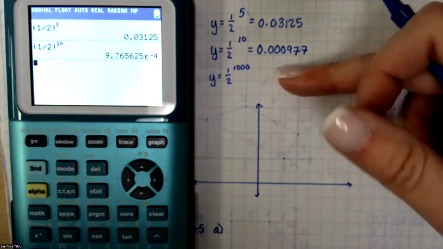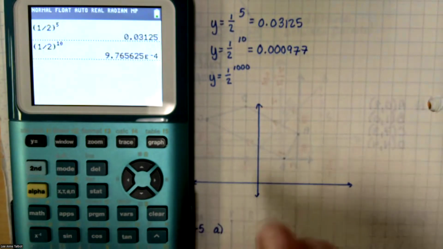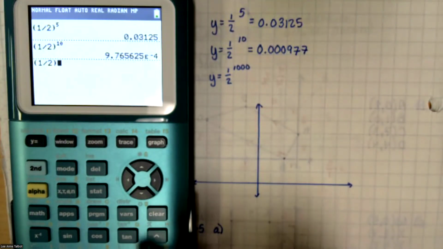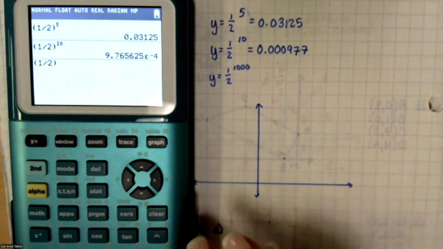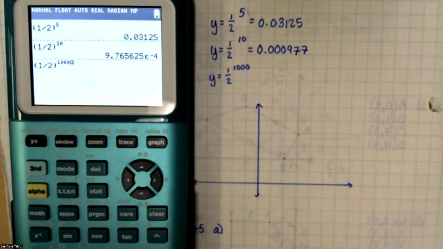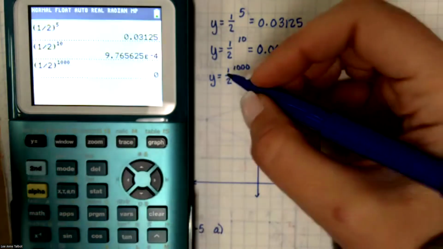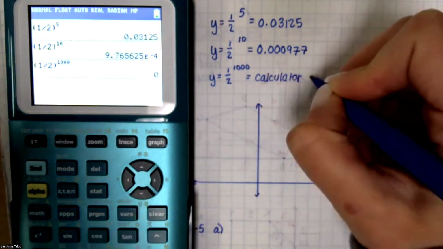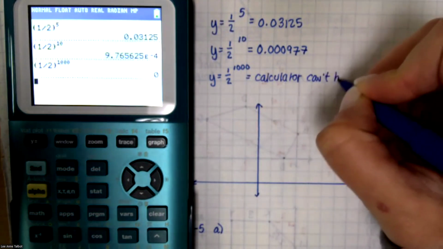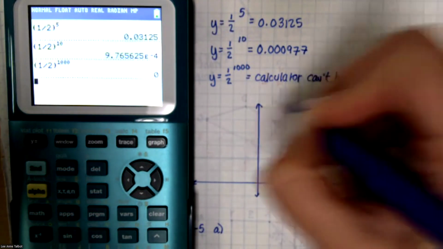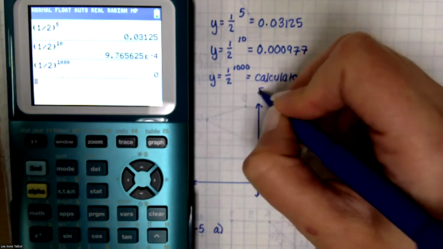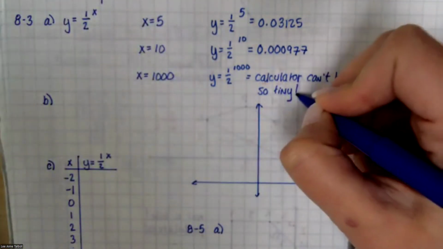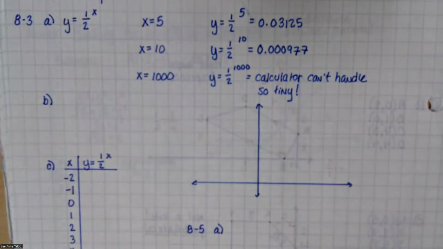What do you think's going to happen with the 1000? I think the calculator can't even do it. It's actually going to lie to you, tell you that it's 0, I think. Yeah, but it's not. Calculator just can't handle it.